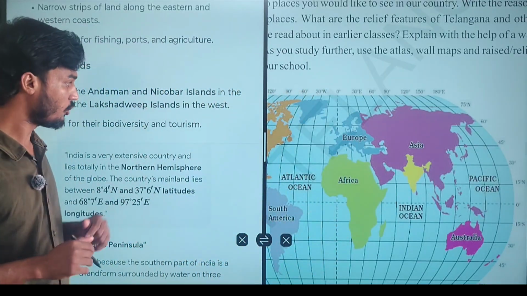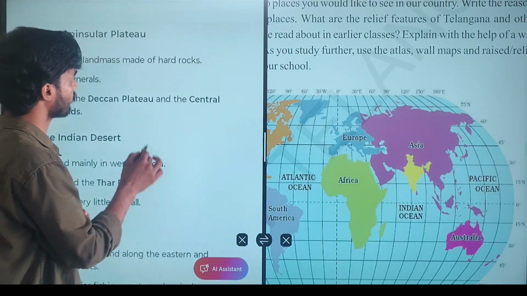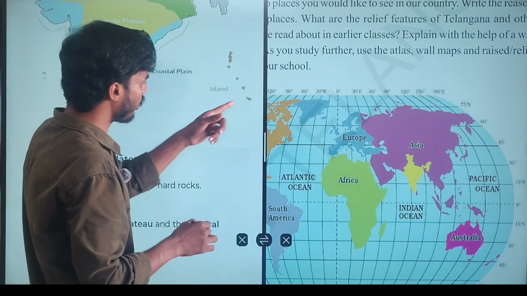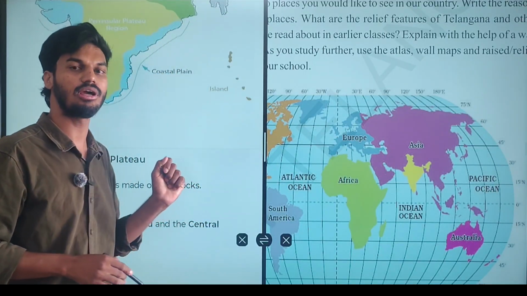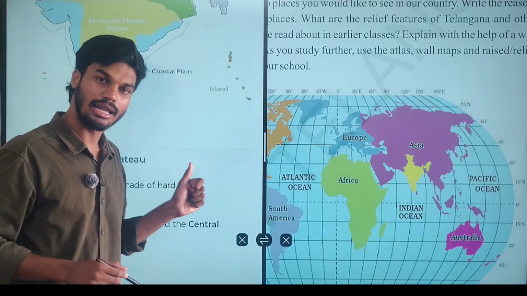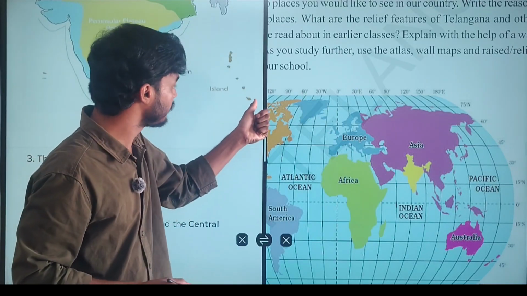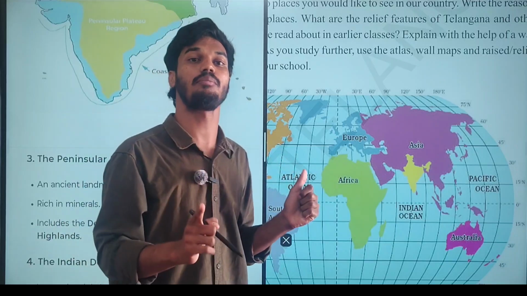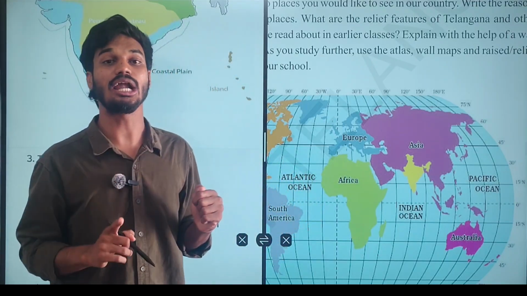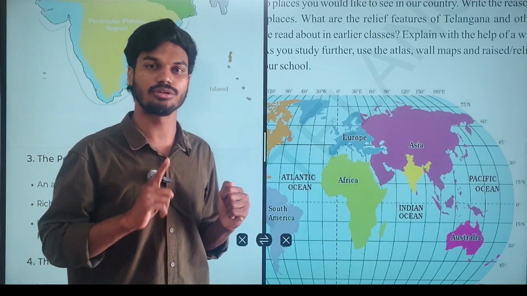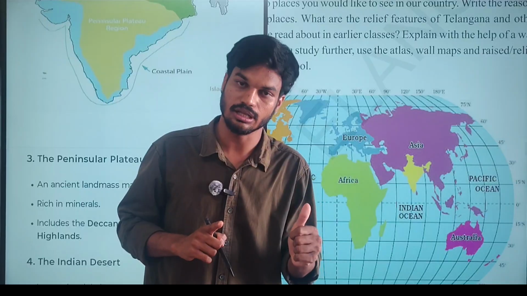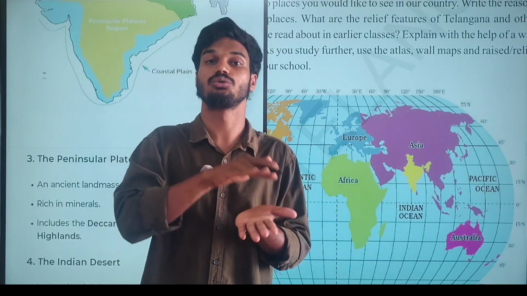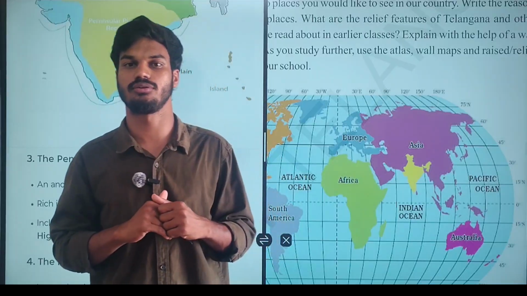Clear? And one more thing, the most important thing: at the southernmost point of the Andaman and Nicobar Islands, the southernmost tip, we call it Indira Point. This region we call Indira Point, the southernmost tip of our India. In the year 2004, the southernmost tip was completely submerged due to the heavy tsunami in 2004. Clear?